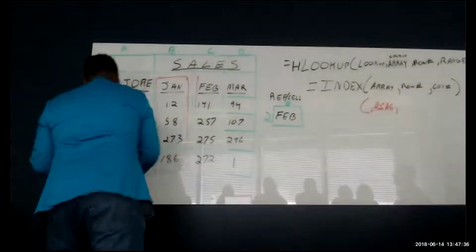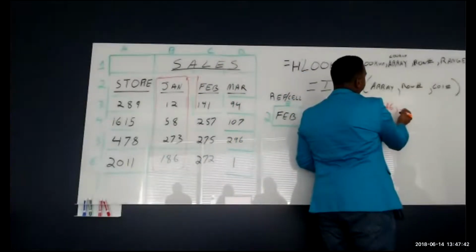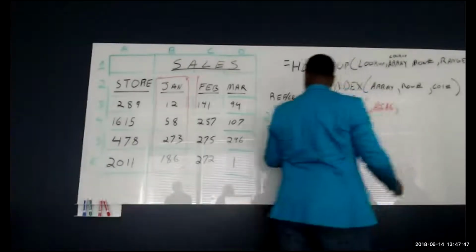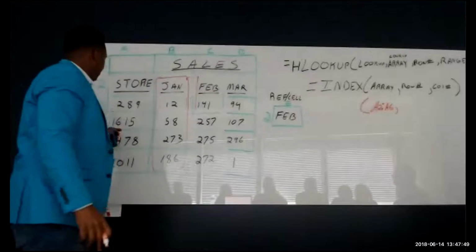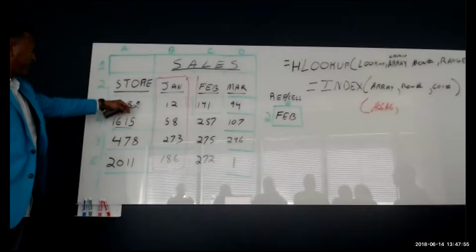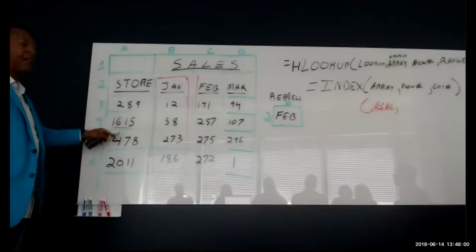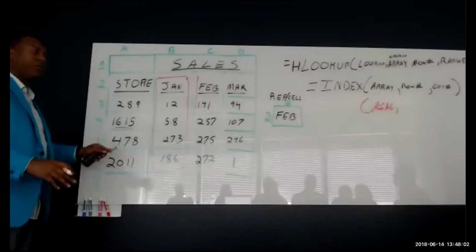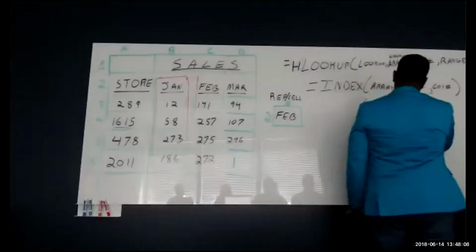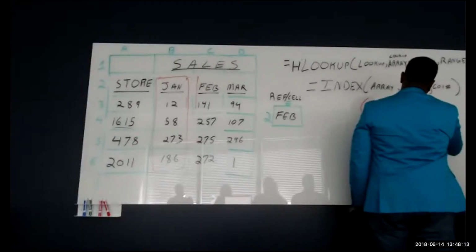Let me switch for markers here. Now, if I knew exactly what row I wanted in terms of the store number, 615, I would say, okay, well, that's 1, 2, 3 rows. But I don't want to count the rows. I'll use what is called a MATCH formula. And what the MATCH formula is going to do is I'm just going to embed a MATCH formula in the middle of my INDEX formula.